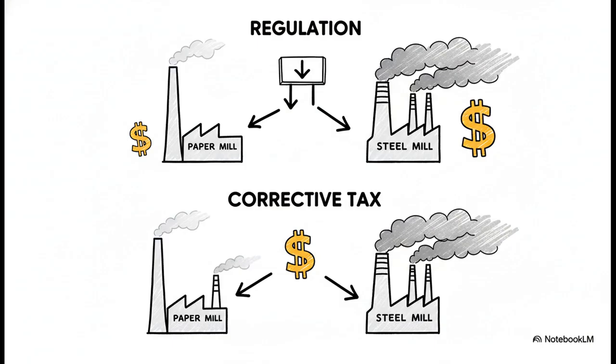Now compare that to a corrective tax. The government puts a price, say $50,000, on every ton of pollution. Now each factory has a choice. The paper mill, where it's cheap to reduce pollution, is going to say, heck no, I'm not paying that tax. I'll just clean up instead. The steel mill, where it's super expensive, might say, you know what? It's actually cheaper for me to just pay the tax on some of my pollution. And look at the result. You get the exact same total reduction in pollution, but it's achieved at a way lower cost to society. Now that is economic efficiency.